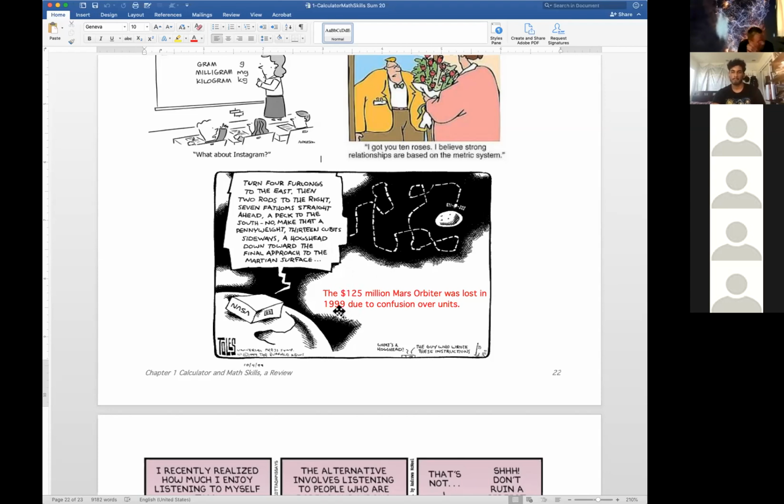So in 1999, the $125 million Mars orbiter was lost. It crashed into the surface of Mars and was destroyed because Lockheed Martin gave its data for thrust in foot-pounds instead of newtons. They didn't use the metric system. Everybody else was using the metric system. They didn't. Cost a lot of money.